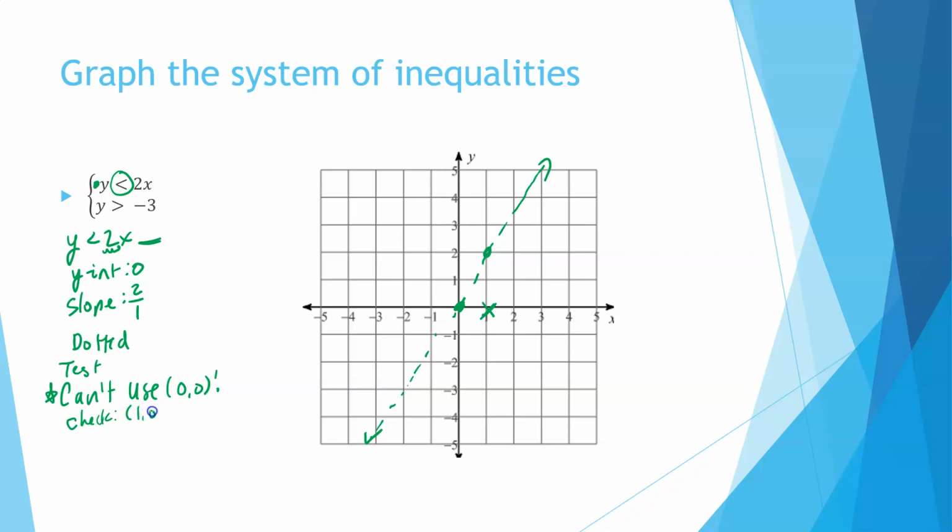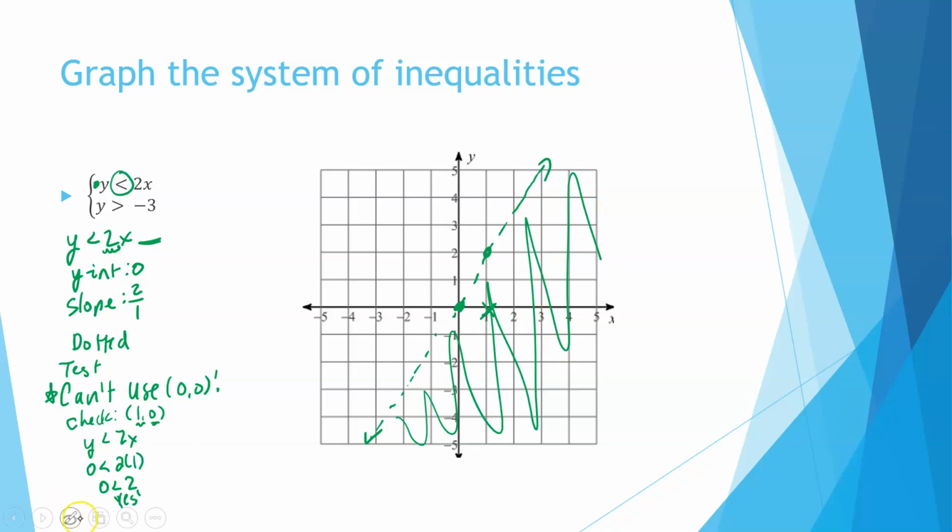All right, so I checked 1, 0, which means that I take this inequality, y less than 2x, and this time for y I plug in 0, for x I plug in 1. So I ask myself, is 0 less than 2? I get yes it is, which means that is a solution, so I shade this way.